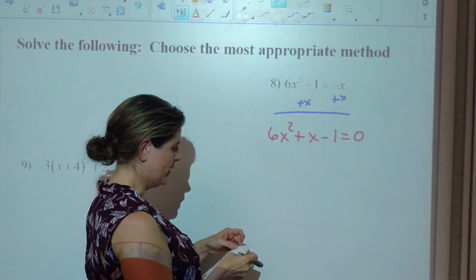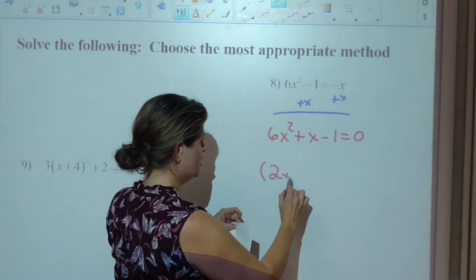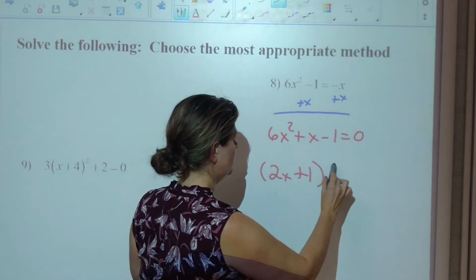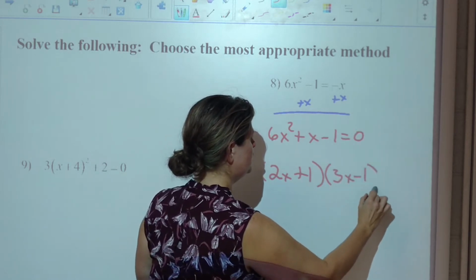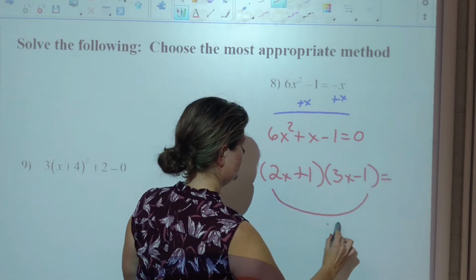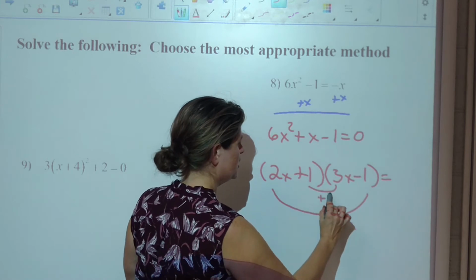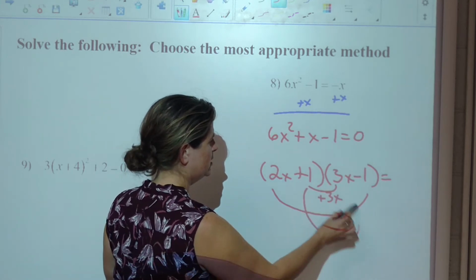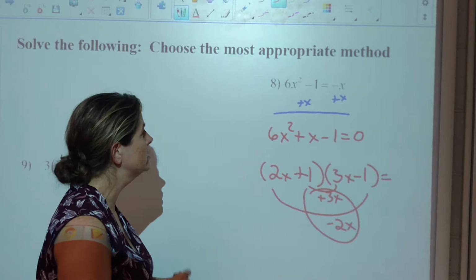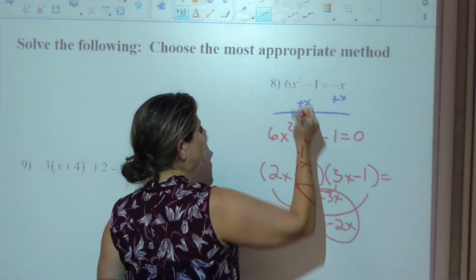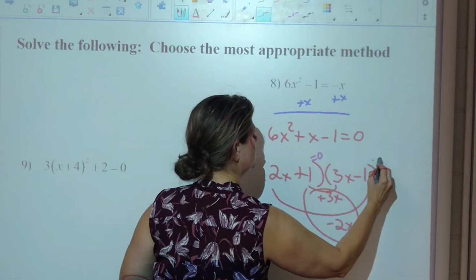That one also will factor. We're going to get 2x plus 1 and 3x minus 1. Again, there's our -2x and our positive 3x, which combines to give us 1x in the center. Set each piece equal to 0.